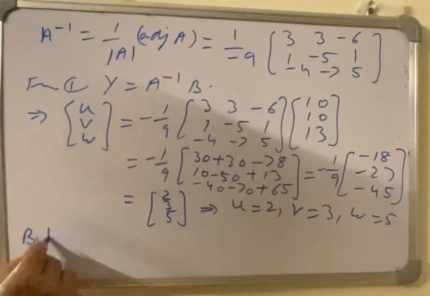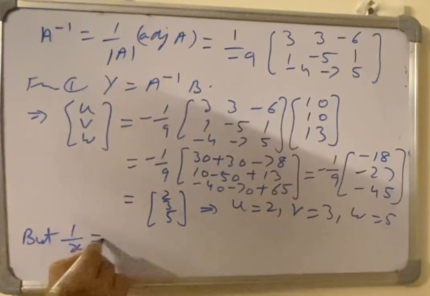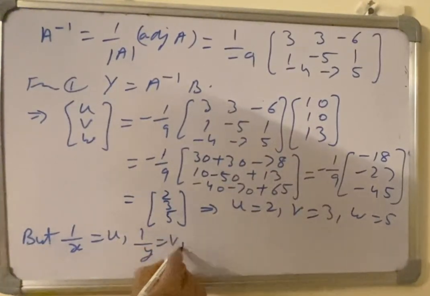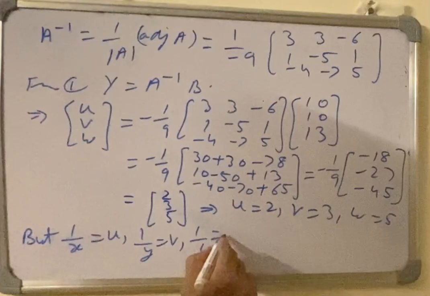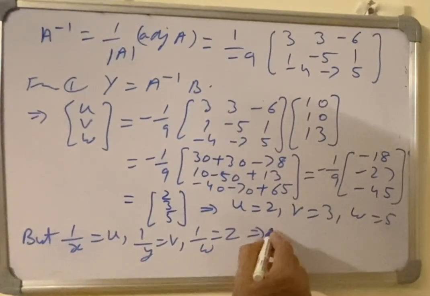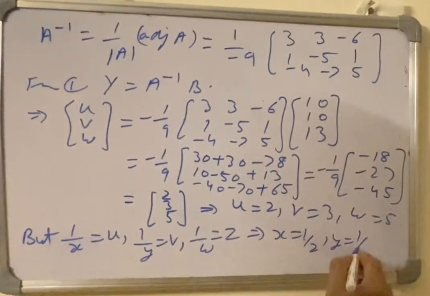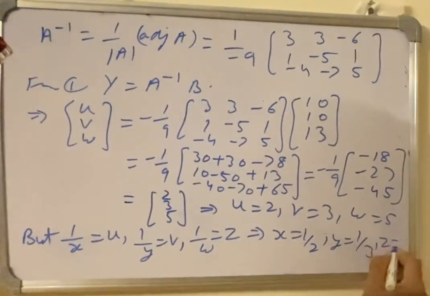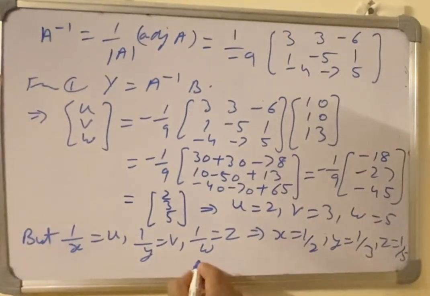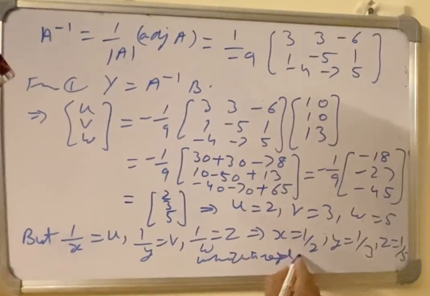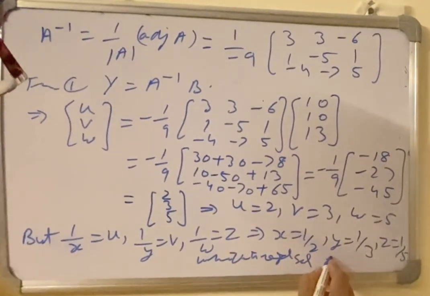But 1 over x is u, 1 over y is v, 1 over z is w. Therefore, x is 1 by 2, y is 1 by 3, z is 1 by 5, which is the required solution. So this is the answer.